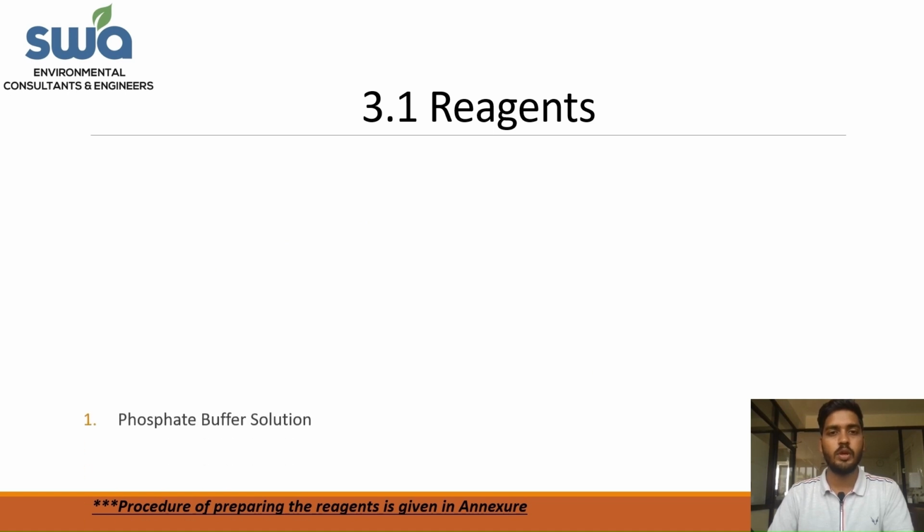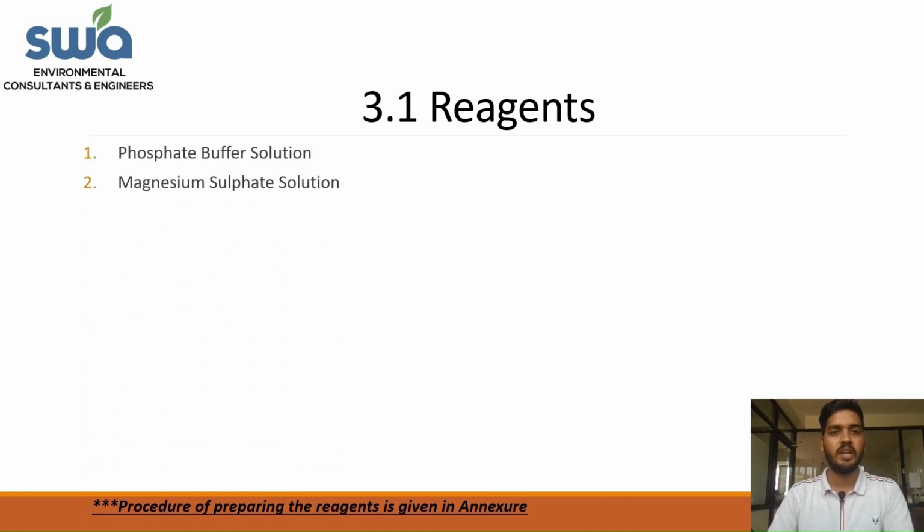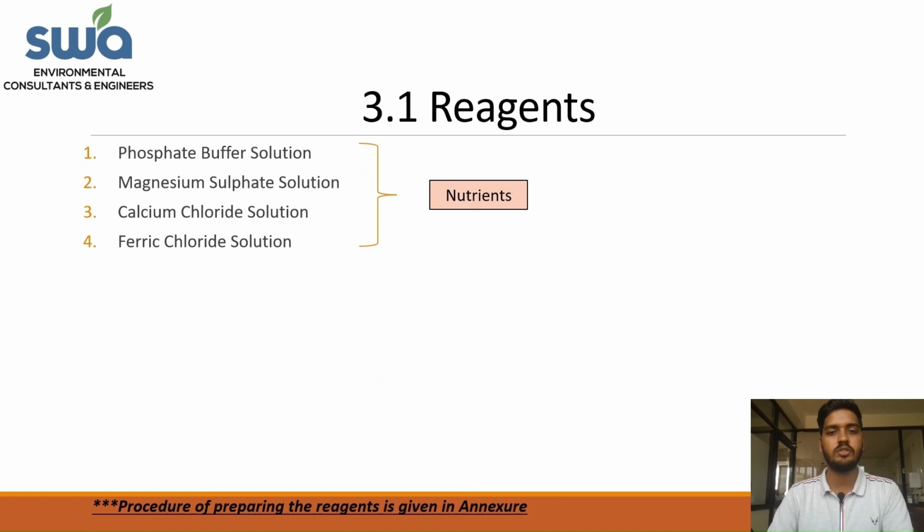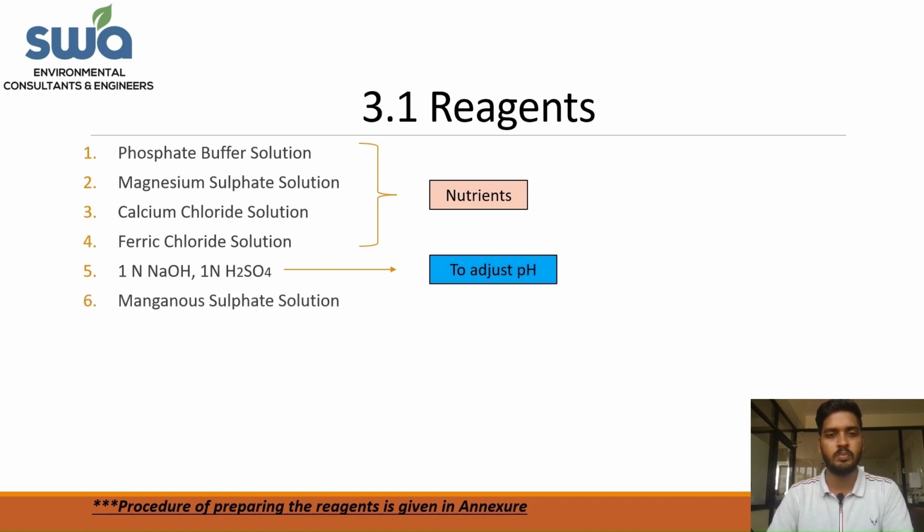In reagents, we will require phosphate buffer solution, magnesium sulfate solution, calcium chloride solution and ferric chloride solution. These 4 solutions work as nutrients during the process to provide nutrition to bacteria present in the sample. We will see that in the procedure, and one normal NaOH or one normal H2SO4 to adjust the pH. The pH should be on the neutral side in this process. We will see everything while performing the procedure.